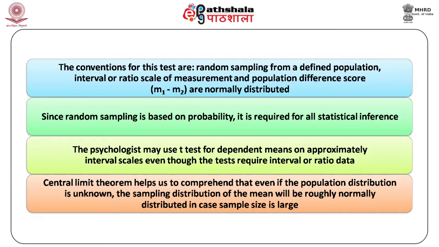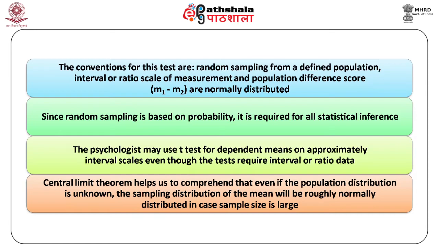The conventions for this test are random sampling from a defined population, interval or ratio scale of measurement, and population difference scores, that is mu1 minus mu2, are normally distributed. Since random sampling is based on probability, it is required for all statistical inference.